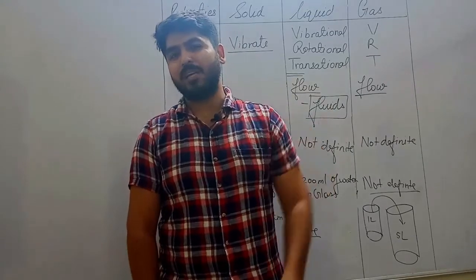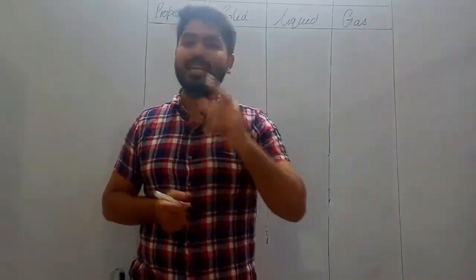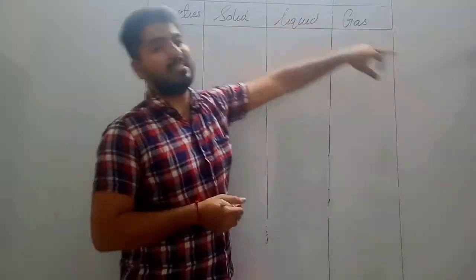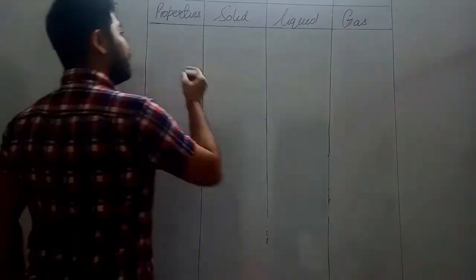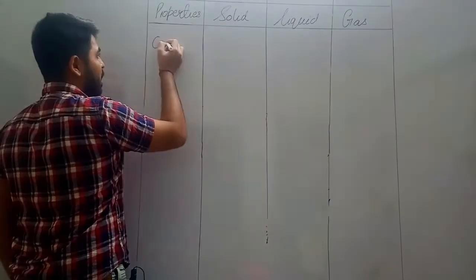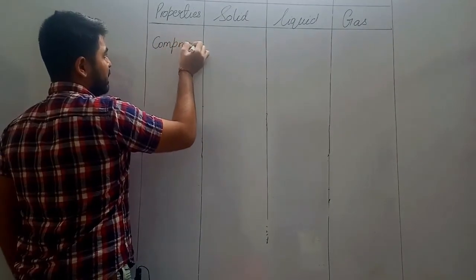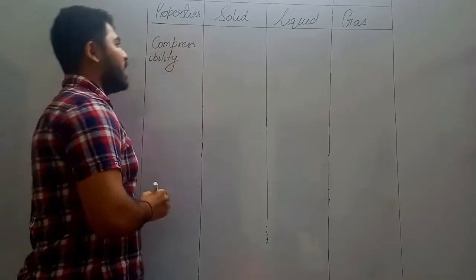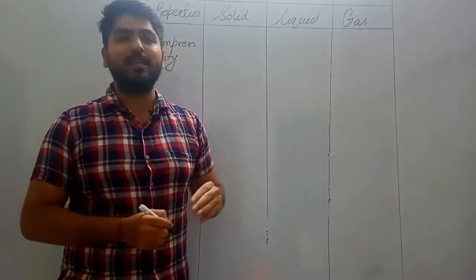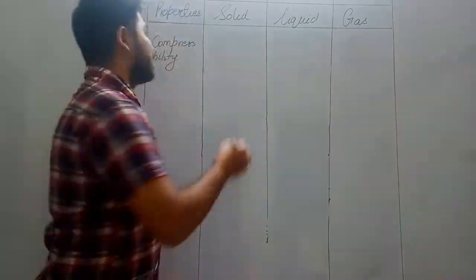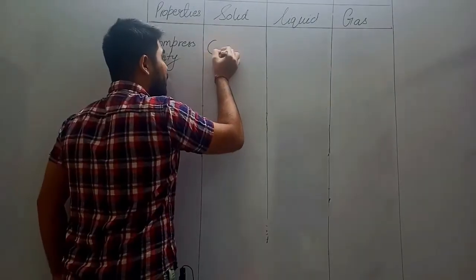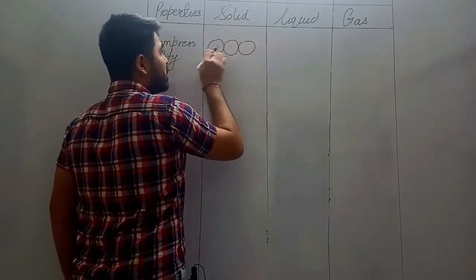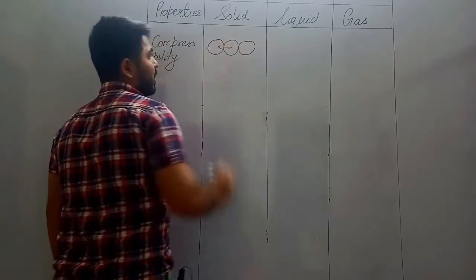Now let's see next properties. So let's see the last property on which solids, liquids and gases can be differentiated, which is compressibility. Okay, so आसान सी बात है, in solids the particles are very close to each other. They are in touch with each other. There is no space between the particles.